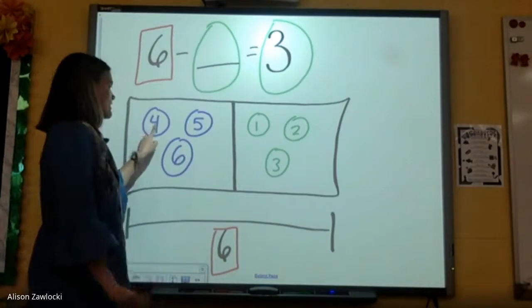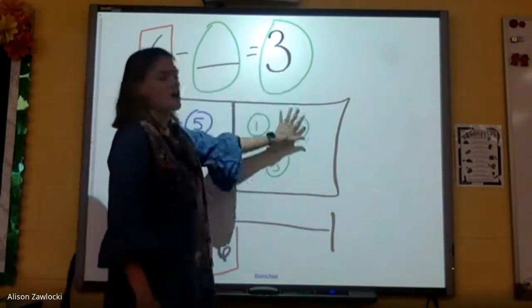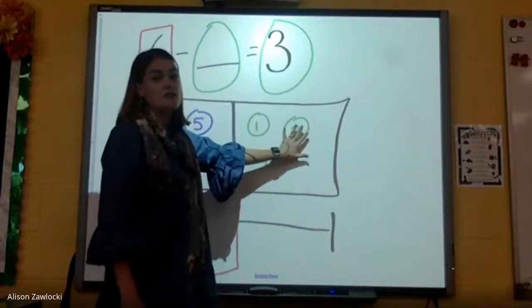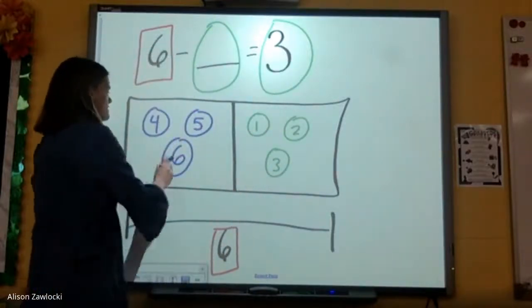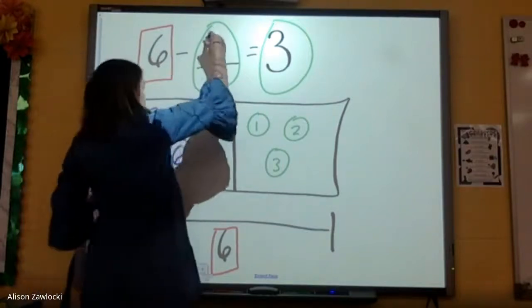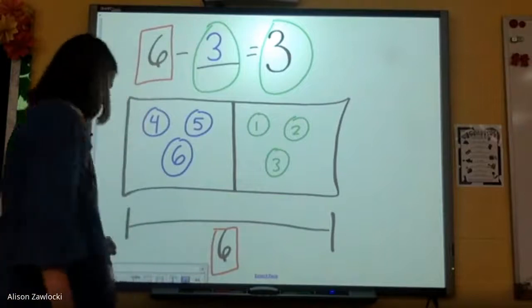Now I'm going to go back and count how many are on this side. This tells me how many we drew for this addend, and this tells me how many are this addend. So let's count that. 1, 2, 3. 6 take away 3 equals 3. And notice our total again is down here.